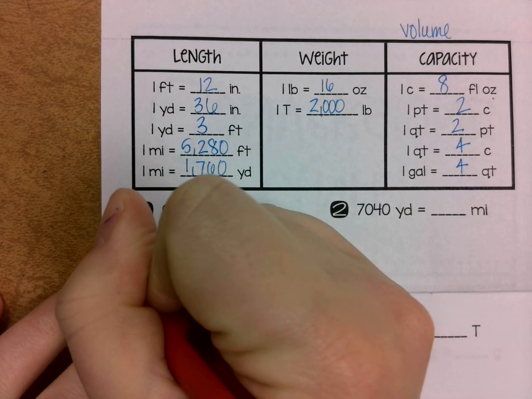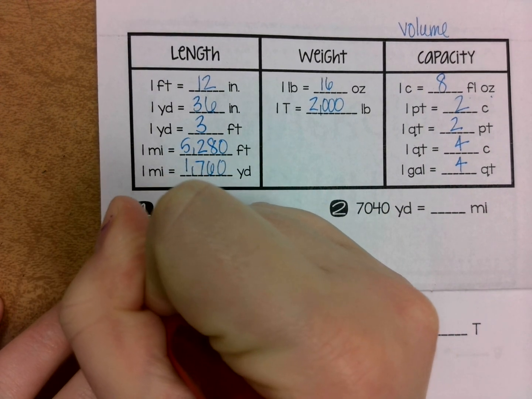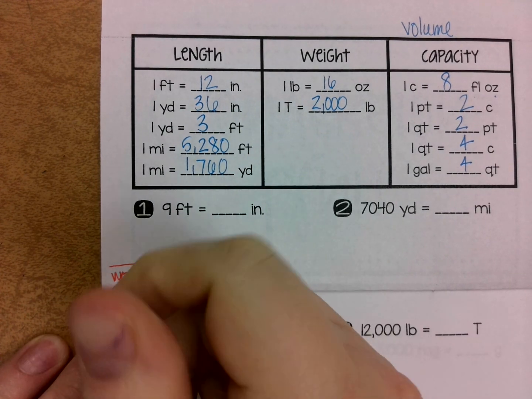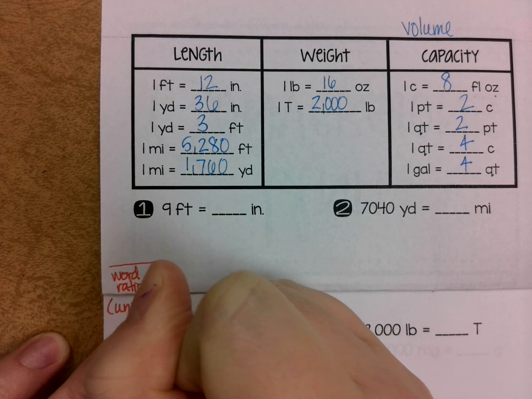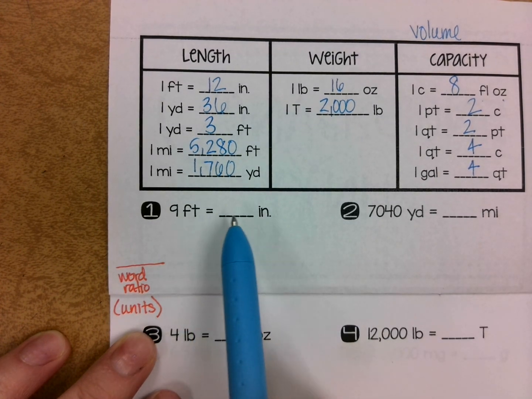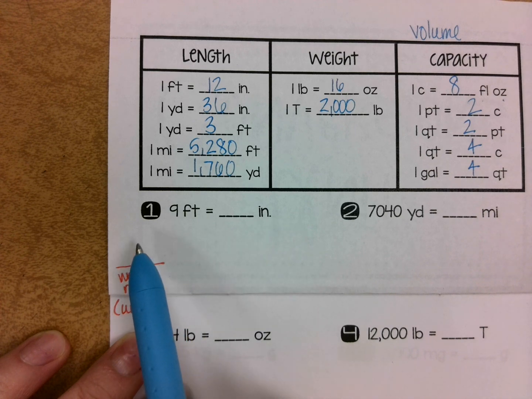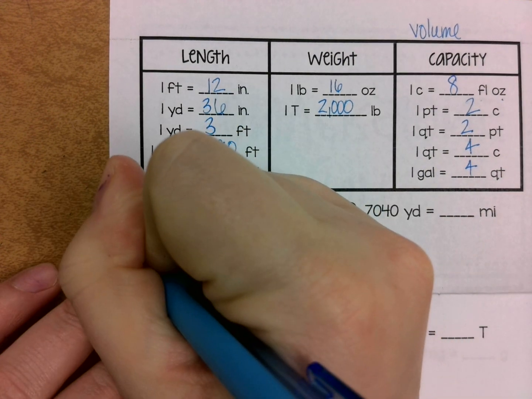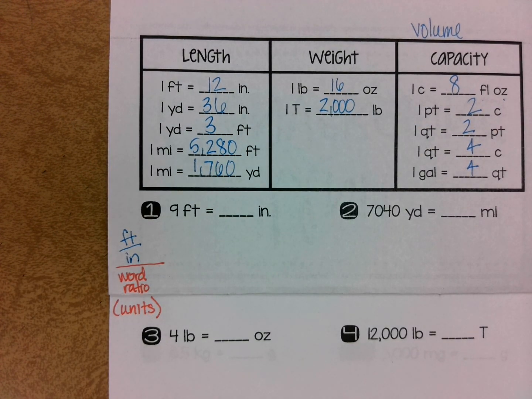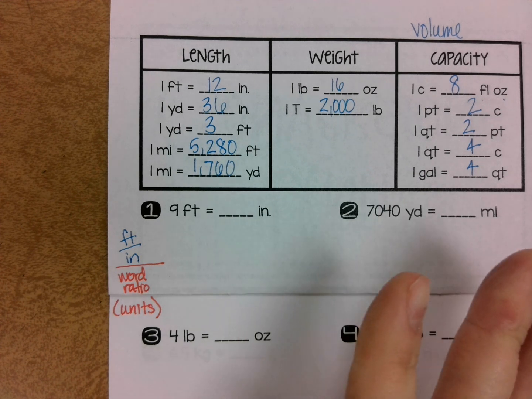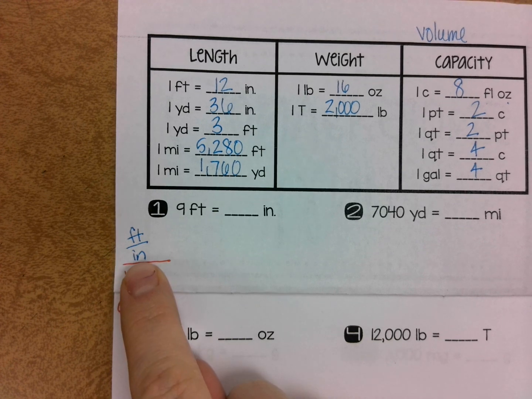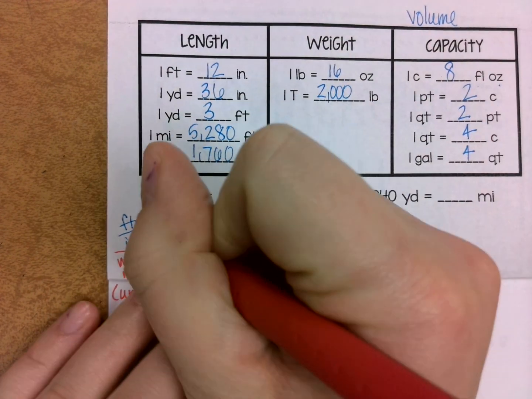So first, we want to start off with a word ratio. The word ratio is going to come from the units that we are working with in our problem. So looking at my problem, I'm converting between feet and inches. So that's what I want to put in my word ratio. Feet and inches. It does not matter which unit goes on top or bottom. It just matters that when I'm plugging in my numbers, if it's a feet number, it's all on top. If it's an inch number, it's all going to be on the bottom.